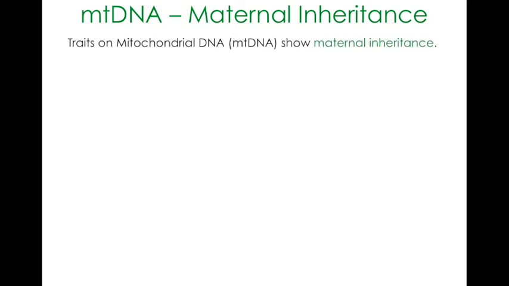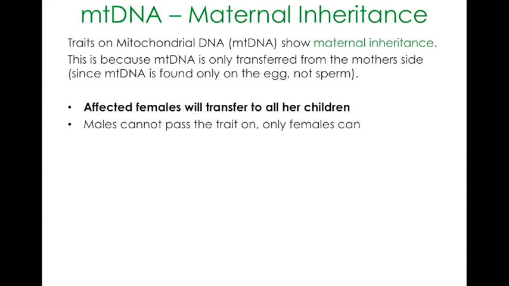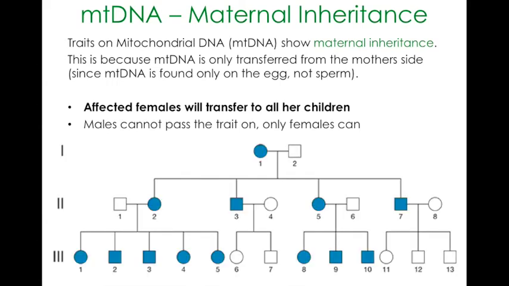If there is a particular condition on the mitochondrial DNA, then mums will pass it on to their daughters and only their daughters. Okay. All affected females will transfer it to their children because their children will inherit her mitochondria, right? And males cannot pass the trait on, only females can. So now you're seeing the reverse, right? Males in this particular case can get it. See, mums will pass it on to all her kids, right? And the males can get it, but they can't pass it on.